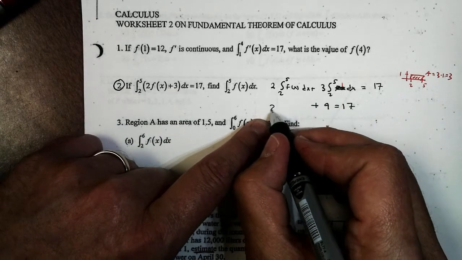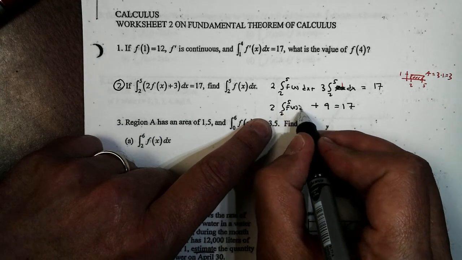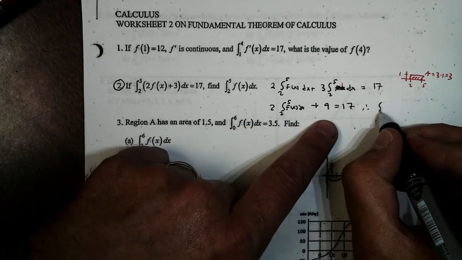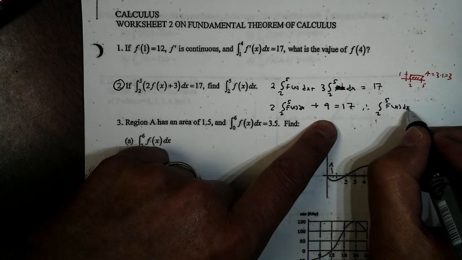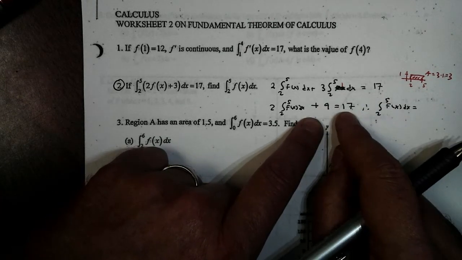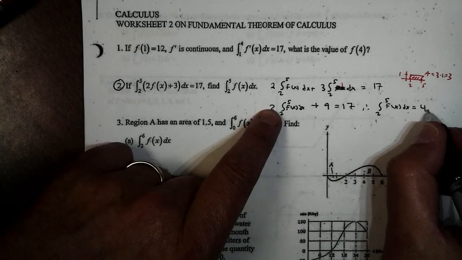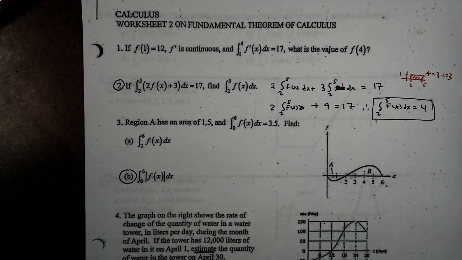So what I'm left with now is 2 times the area from 2 to 5, f of x dx, and now I can just solve it like an algebraic question. Therefore, the area from 2 to 5, f of x dx is going to equal, subtract the 9, I get 8, and then divide by 2, we get 4. And there's our answer. Super easy to do.